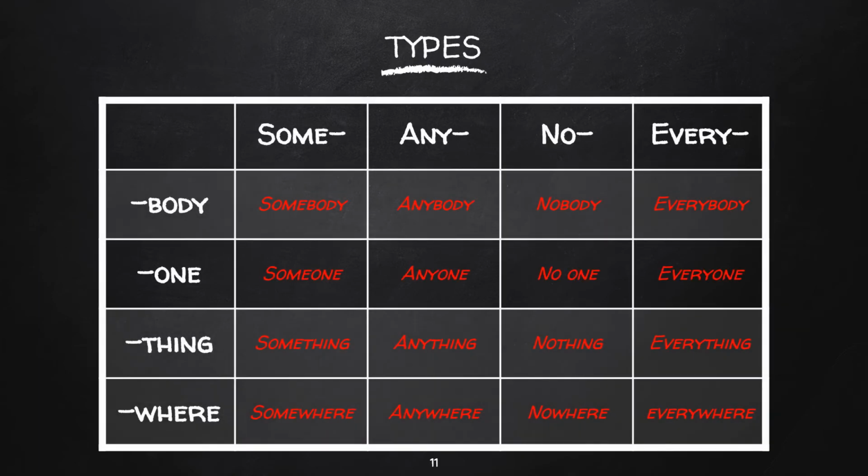This table shows you how the indefinite pronouns start and end. They start with some, any, no, and every, and end with body, one, thing, and where. For example, somebody, anyone, nothing, and everywhere, and so on.